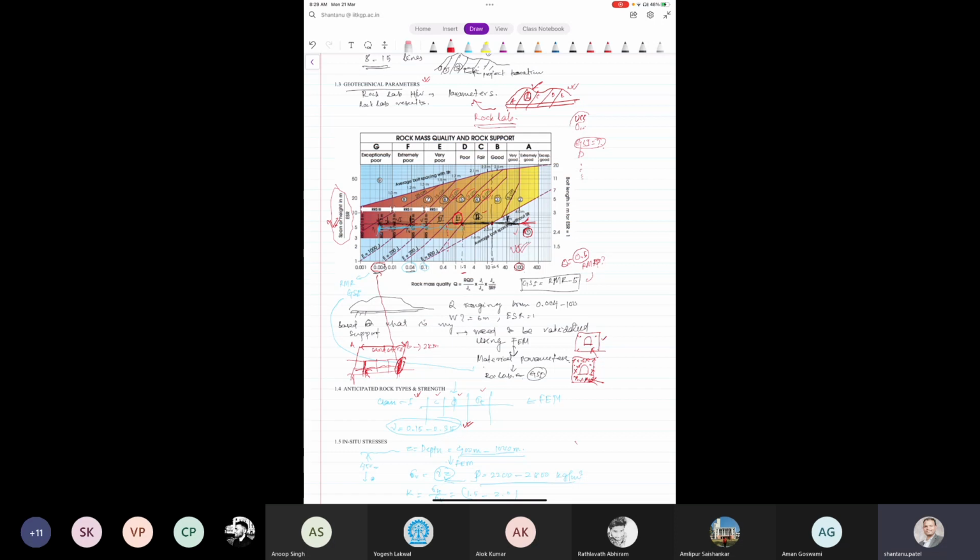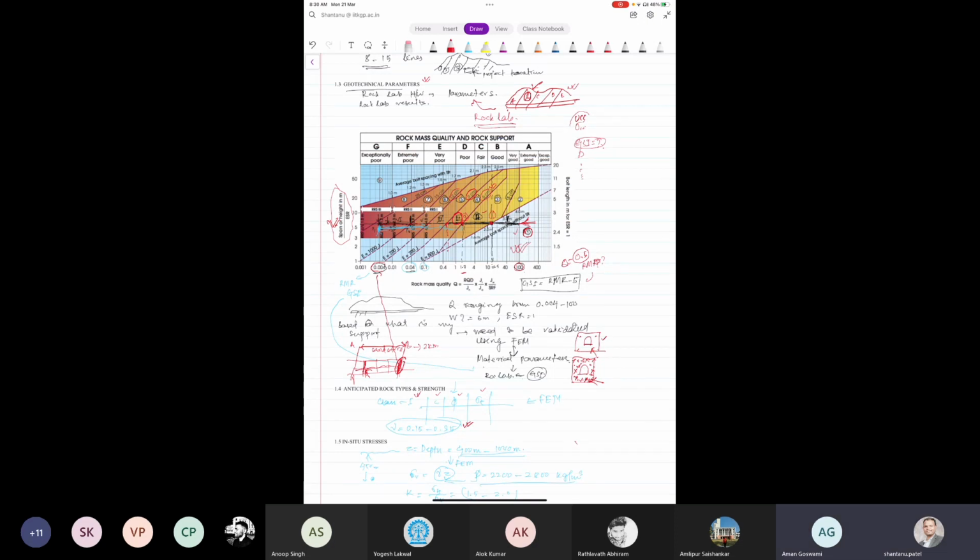If you take these 2 points, let's say this point is 1 and this point is 2. So I can say from point 1 to 2 provide some 6 centimeter thick shotcrete. Whatever the rock mass is coming, provide 6 centimeter thick shotcrete. If it is in zone 3, I will say provide 9 centimeter thick shotcrete.